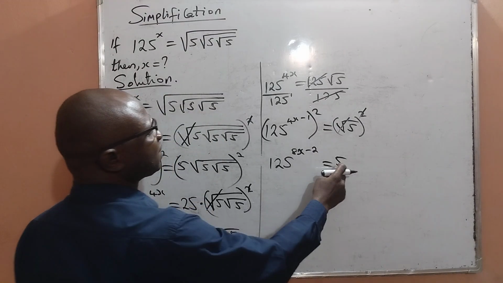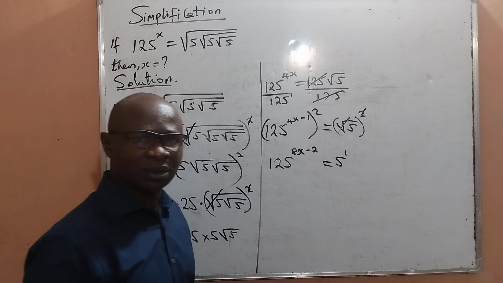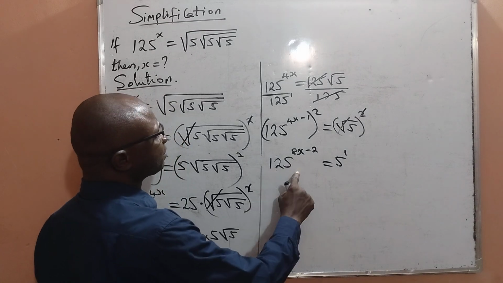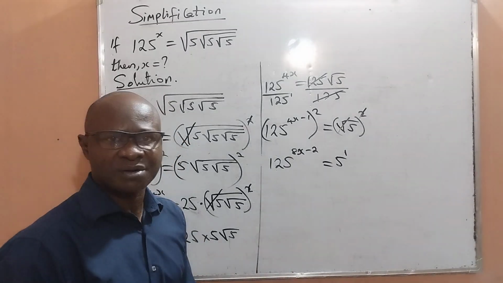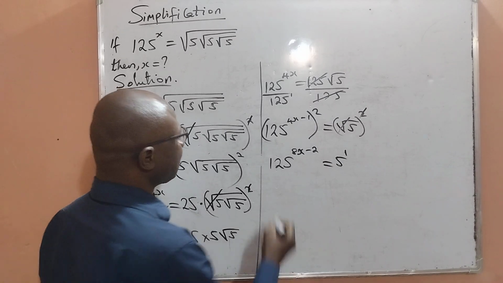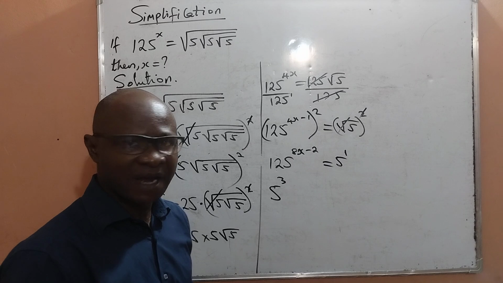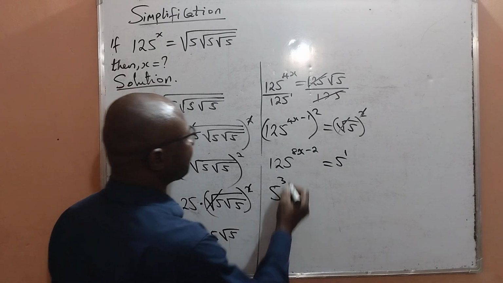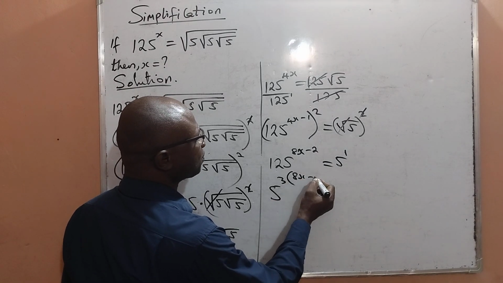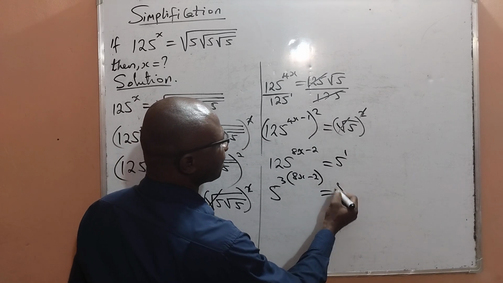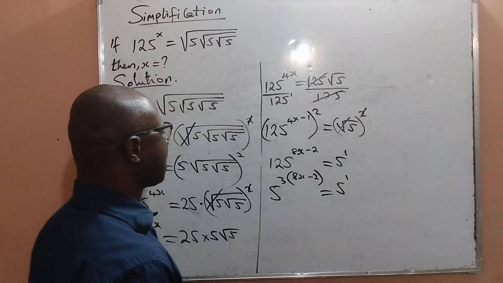And like I said, this 5 is the same thing as 5 raised to power 1. Therefore, I can simply come to the left hand side and put 125 in base 5. And that is going to give me 5 raised to power 3, because 5 times 5 times 5 is 125. Then, to the power of 8x minus 2, everything now is equal to 5 to the power 1.